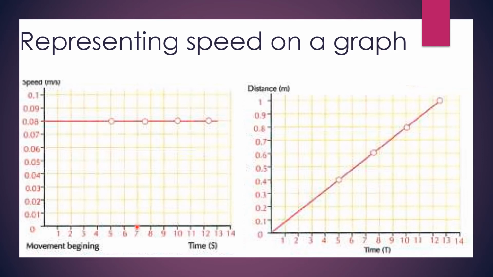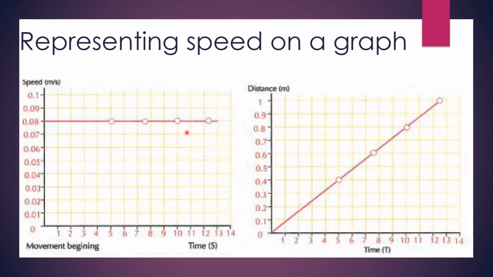After 7 seconds, the speed is 0.08. After 11 seconds, the speed is 0.08. This means that the speed is constant, the speed is not changing as the time passes. The second graph is similar to the graphs that we saw. It's also a straight line, but this is a relation between distance and time.